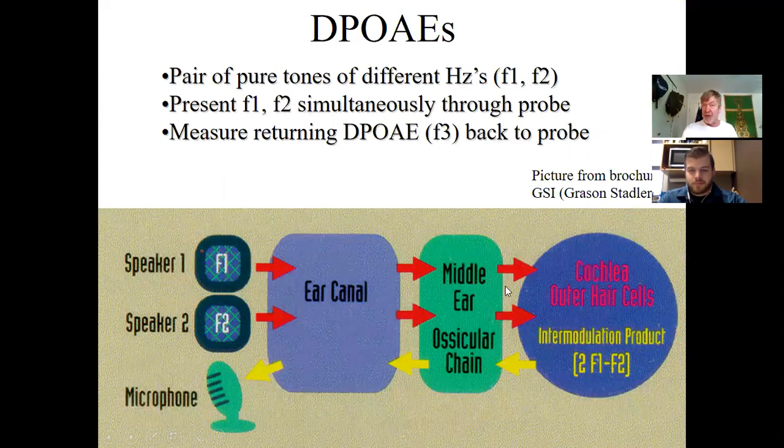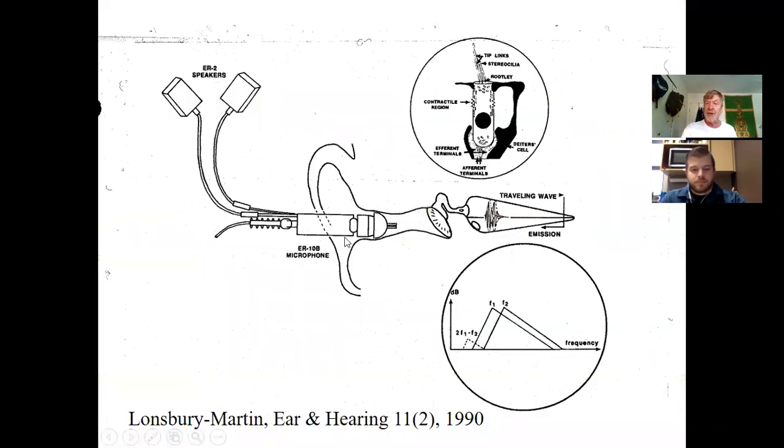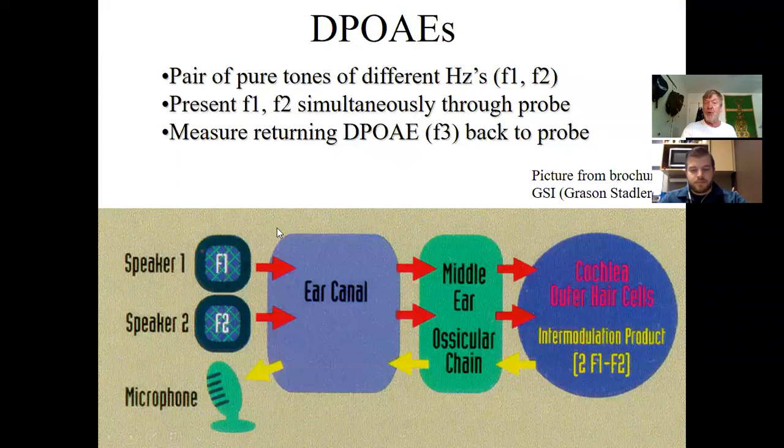They put two tones in the ear. They're split by a certain ratio. We won't go into it. And then the cochlear outer hair cells produce an otoacoustic emission, which travels back through the middle ear, out of the ear canal, and gets picked up by the mic. This is the probe that's put into your ear. This whole speaker one, two, and three is this system right here. So two tones come out. They're related in terms of frequency. They have to be a certain ratio apart. And a third sound comes back out.